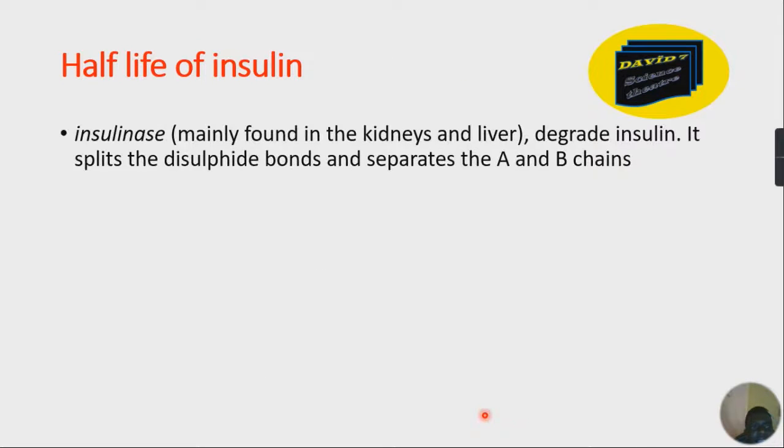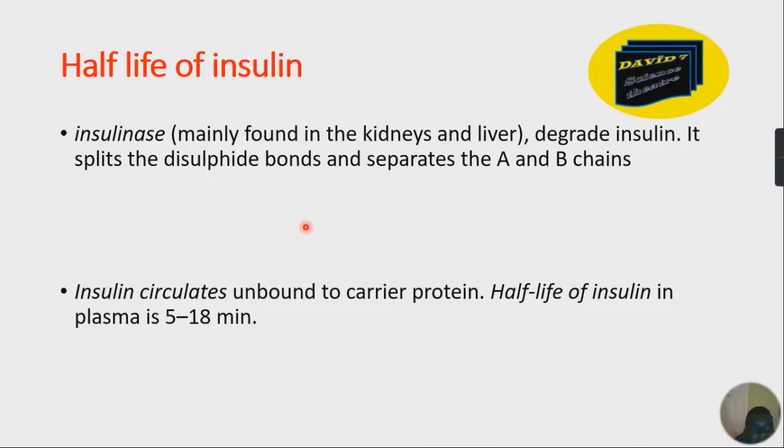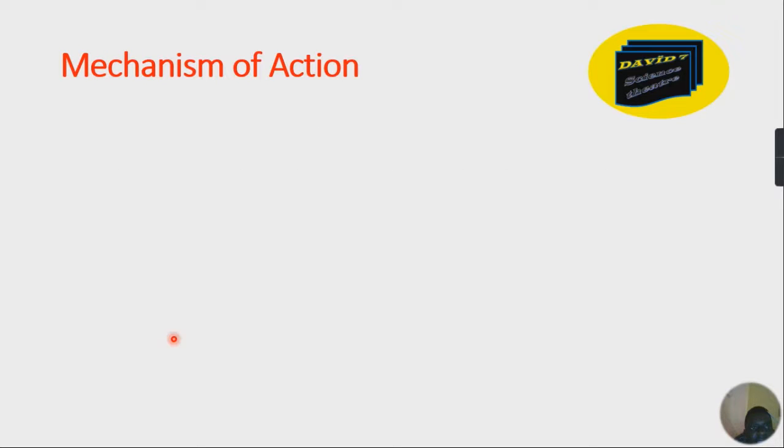Half-life of insulin. The enzyme insulinase is mainly found in the kidneys and liver. It degrades insulin. It splits the disulfide bonds we saw at 7,7 and 19,20 to separate the A and B chains of insulin. Insulin is unbound to carrier protein, and its half-life is 5 to 18 minutes.